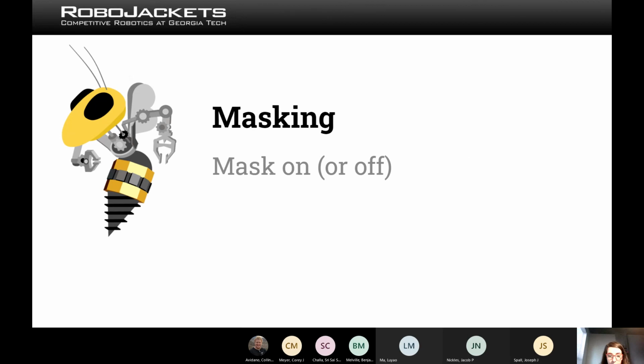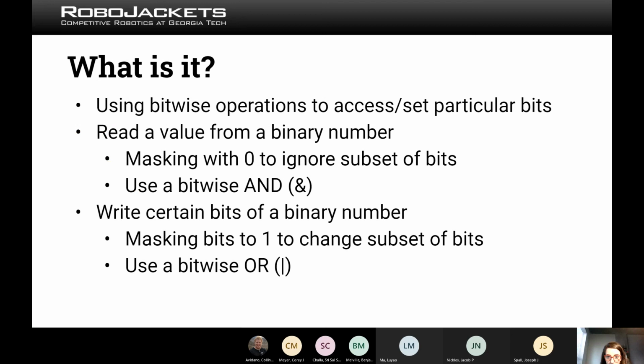So now we're going to talk about masking. Masking uses bitwise operations to access or set particular bits. So what you do is you read a value from a binary number, and if you mask with zeros, so if you do an operation with zeros, you're going to ignore parts of your number. So it's really useful. We're going to see an example why. And then you can also decide to write only specific bits to 1.